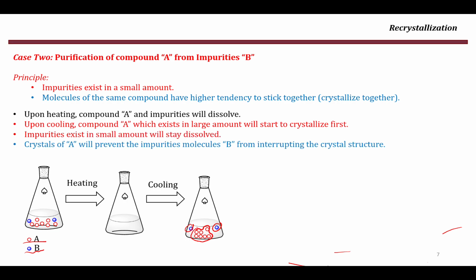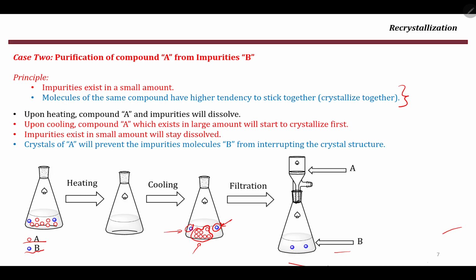Crystals of A, because of this tendency to stick together, will stay together, and they will prevent the impurities from entering their crystal structure. Based on this, upon filtration, compound A and compound B can be separated. Compound A, which is the solid crystal now, will stick to the filter paper, whereas compound B, which is the impurity, will go down into the filtrate. And this is how we separate compounds by recrystallization.